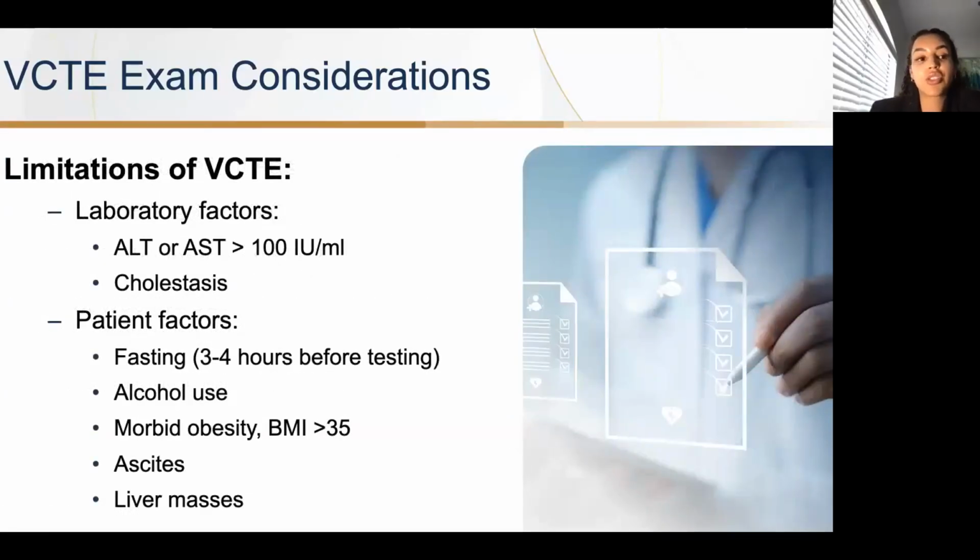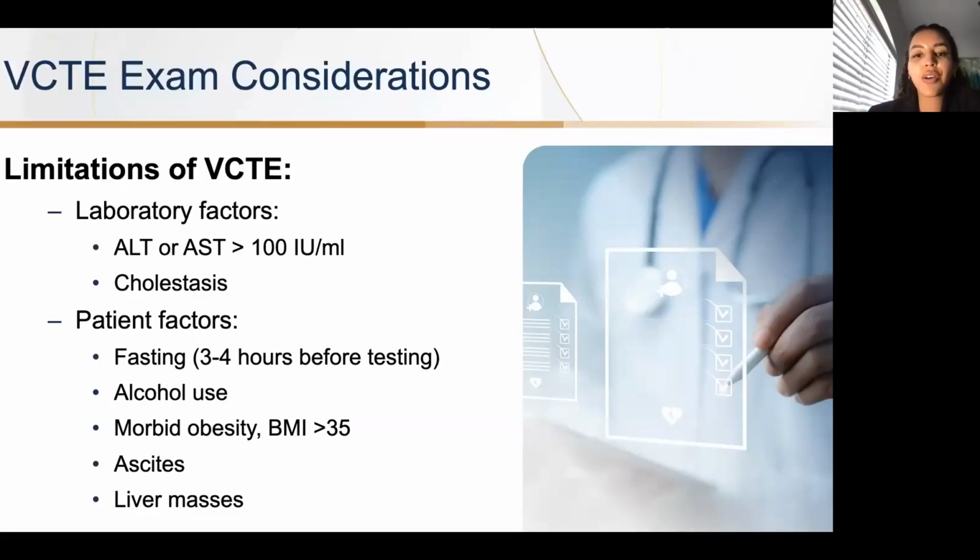What are some of the limitations to a VCTE exam or a FibroScan? Well, we know if there's a lot of active inflammation within the liver, that can skew our results. So if the liver enzymes are elevated, we would not use a FibroScan because that could be a false elevation. All of that inflammation could be read as fibrosis. Same with cholestasis. If there's a lot of inflammation within the bile ducts, then we could get a falsely elevated test. We want to make sure that the patient is fasting for 3 to 4 hours before the test, because if there's more blood flow in the liver tissue, we can also get an elevated exam.